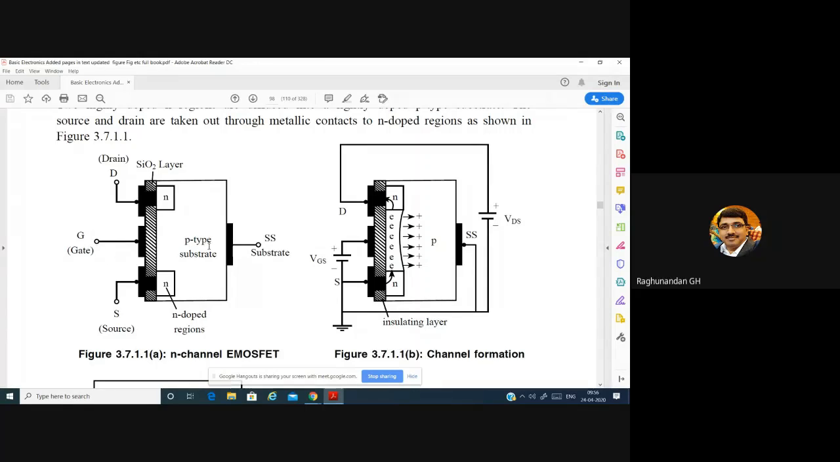So in order to attract the electrons, I need to give positive gate voltage. When you give a positive gate voltage, all the electrons which are present in the p substrate start moving towards this area. When they start moving towards this area, it creates a huge concentration of electrons. That huge concentration builds the gap between this source and the drain.